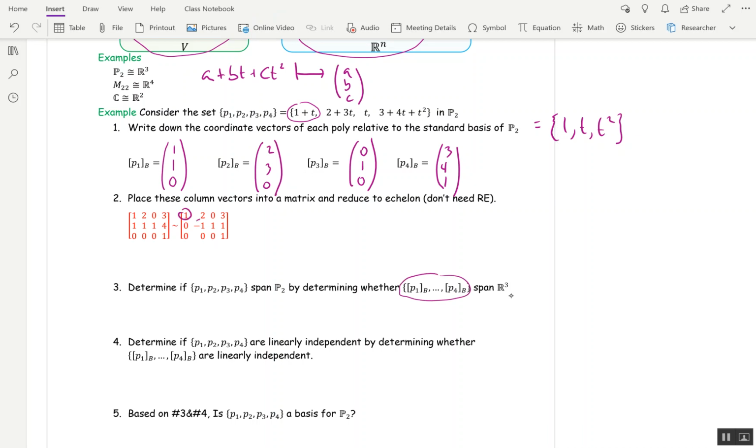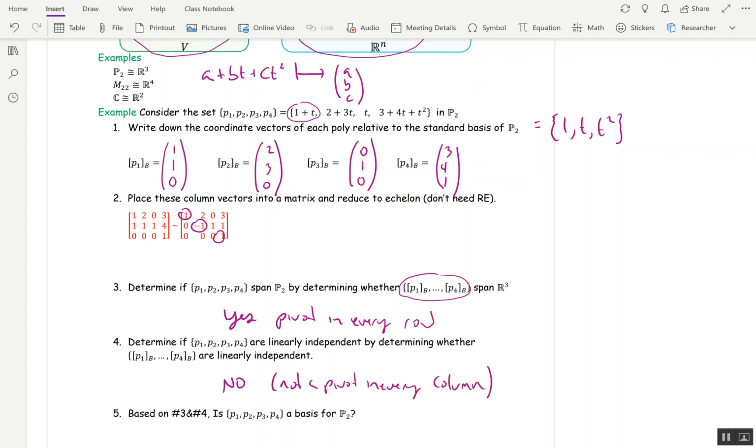So we're looking at pivots. We've got a pivot in every row. So the answer is yes. Pivot in every row. Okay, determine if the vectors are linearly independent by determining if their coordinate vectors are linearly independent. Well, we don't have a pivot in every column, so no, not a pivot in every column.